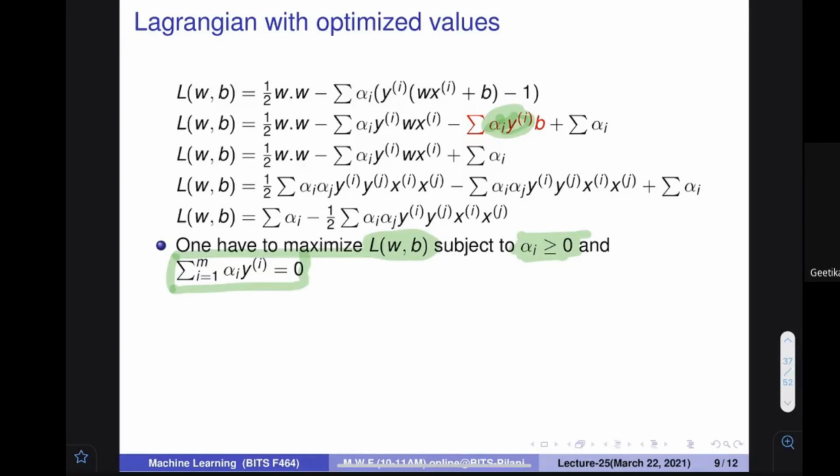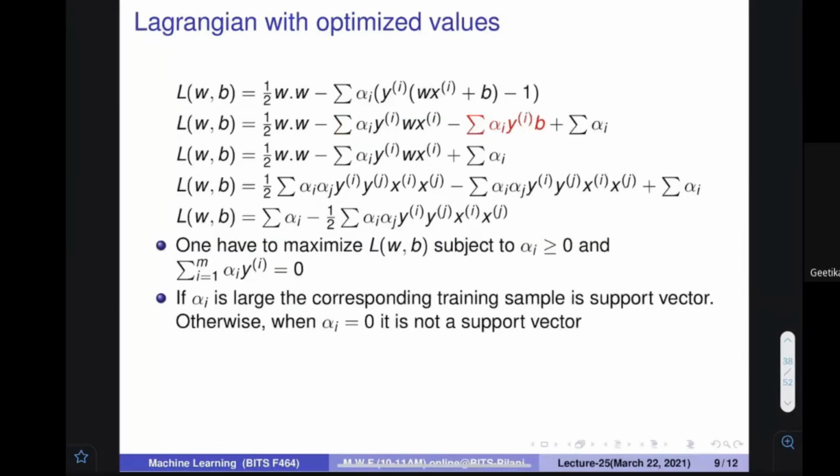So now you can apply any linear programming solver, any LP solver over here, and find out what the appropriate values of alpha are. Can you see this? So if the alphas are large when you come up with the solution, the corresponding training samples are going to be the support vectors. Otherwise, when alpha is equal to 0 or near about 0, those points are not the support vectors.